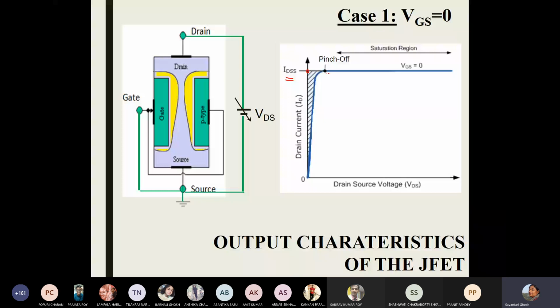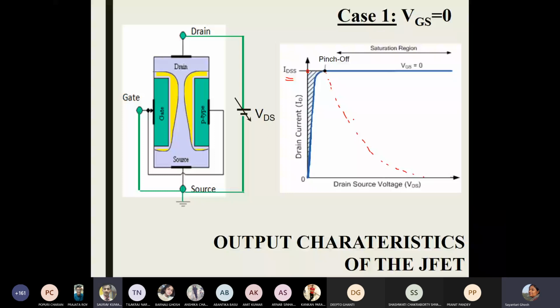Is the idea of the first output characteristics for VGS equal to 0 clear? Any doubts? Ma'am, I have a question. When the two depletion regions merge, then the current should be 0, no? Very good, I was just expecting this question. This is the question that comes to our mind: why does it not fall down to 0? Because once the depletion region closes, the current should fall down, right? That is what the normal notion will tell you.